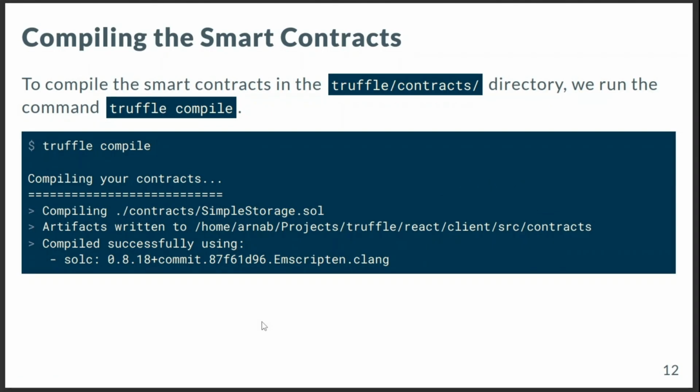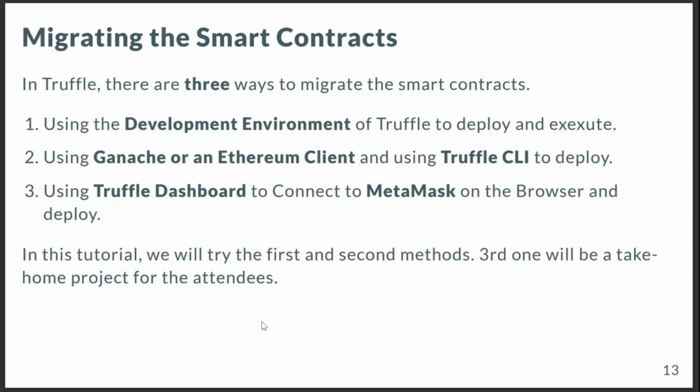Now, once we have compiled the smart contracts, we have to deploy them. Migrating the smart contracts to a blockchain from Truffle has three different ways to do it. The first one is, of course, using the development environment. Truffle has a built-in Ganache that it can spin up by running the truffle develop command. It will spin up a Ganache instance as well as give you a CLI to execute the smart contracts and compile them and deploy them.